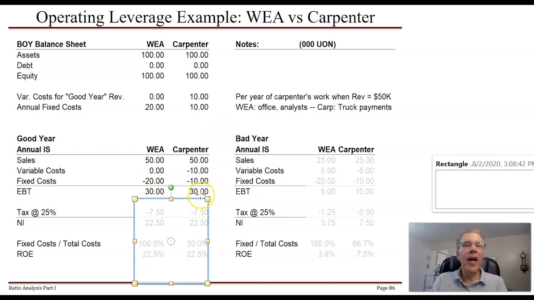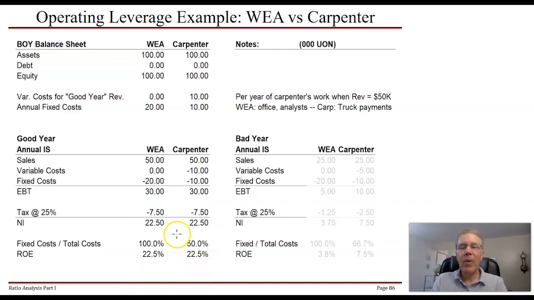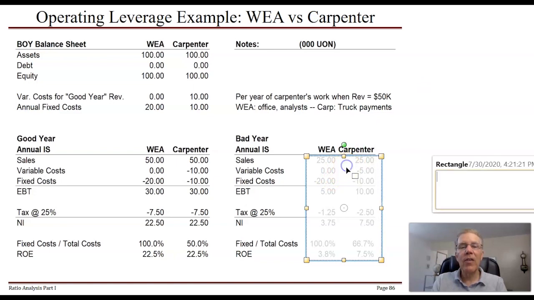So their earnings before tax come in different ways, but it's the same for both of them. So they both go through and they pay their tax, same amount of tax, and they get 22.5 thousand in net income. So the ratio of fixed cost to total cost for West End is 100%, and for the Carpenter it's 50%, and the ROE is the same for both firms. Okay, so far so good. So now let's see what happens in a bad year. These are small firms, so things could get very bad very quickly.